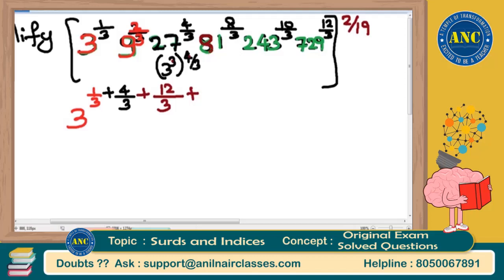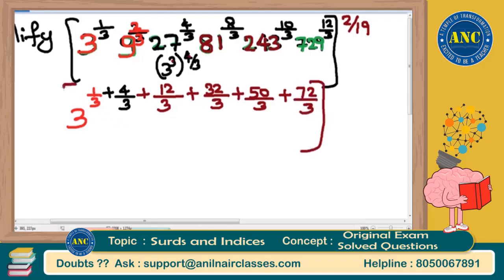Next, 3 power 4 whole power 8 by 3. It is 4 into 8. It is 32 by 3. I believe that you are able to understand. 3 power 5 whole power 10 by 3. It is 5 into 10. It is 50 by 3. And 3 power 6 whole power 12 by 3. It is 6 into 12. It is 72 by 3.